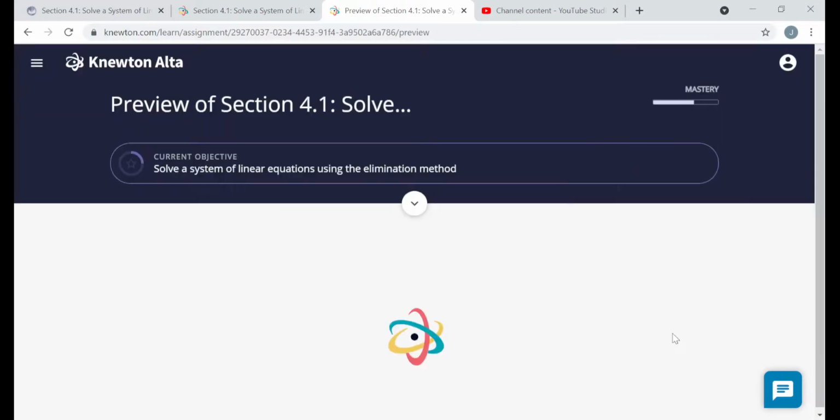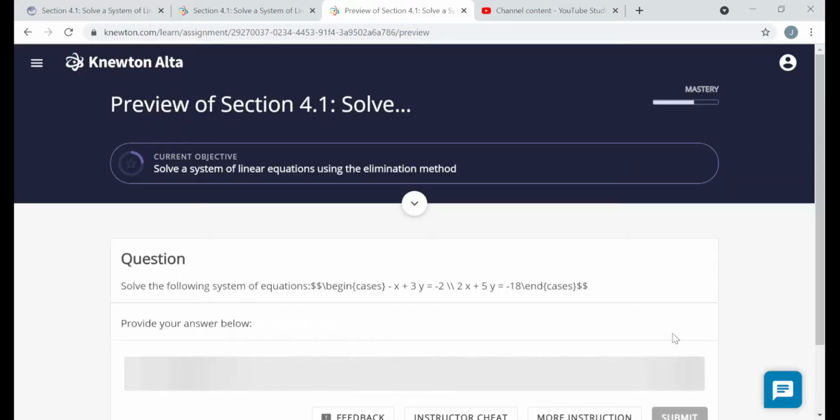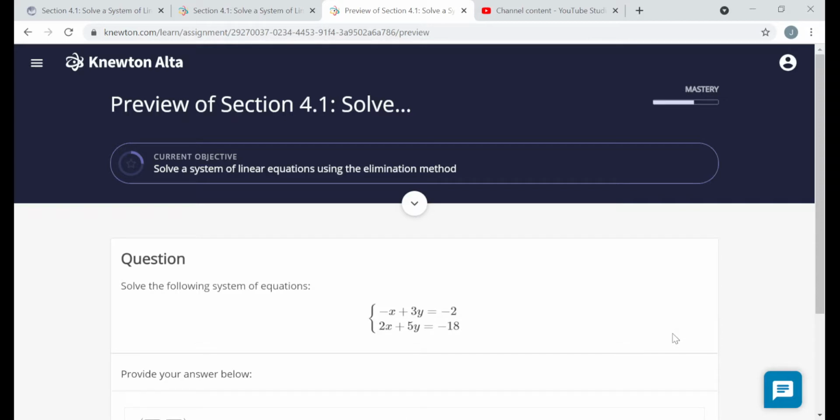All right, and then this is what we're doing for these. I think I'm going to be doing 4 of these, right? It's usually 4 questions per objective. Unless you get things wrong, right? Then they ask you more questions.